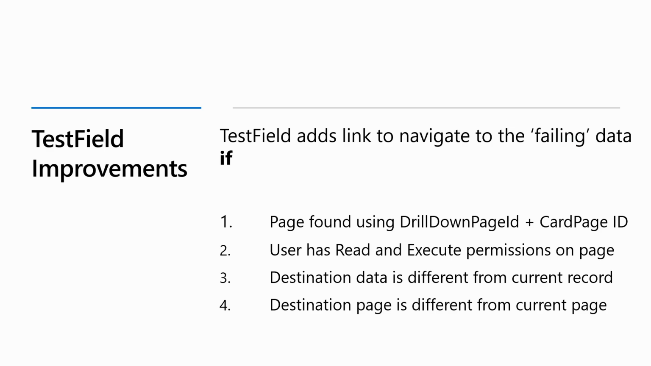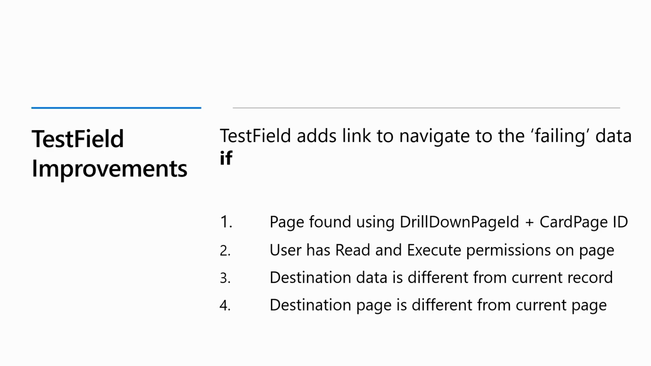If the page can be found using drill down page ID and card page ID from the record, if that is found, then let's verify the read and execute permissions on a page, right? Why is that? So imagine that we put a very nice action link on an error dialog, user clicks it, boom, permission error, right? That's not the best user experience. That's not what we want to display. So this condition needs to be met.